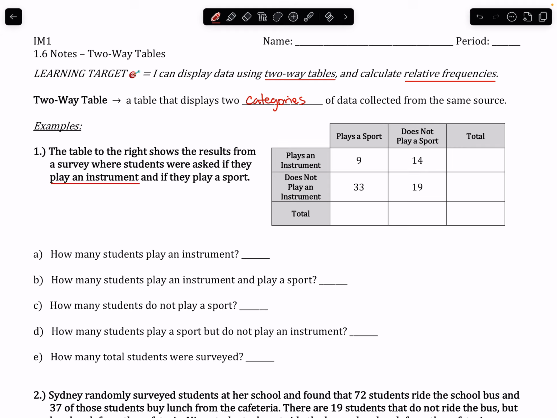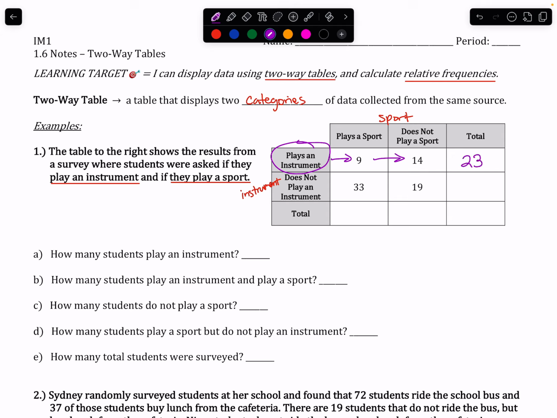To find the total number of people who played an instrument, I'm just going to add straight across my row here. The number of people who played an instrument was 9 plus 14, which gives us 23. The number of people who did not play an instrument is 33 plus 19, which is 52. So the total is going all the way across: 23 who played an instrument, 52 who do not play an instrument.